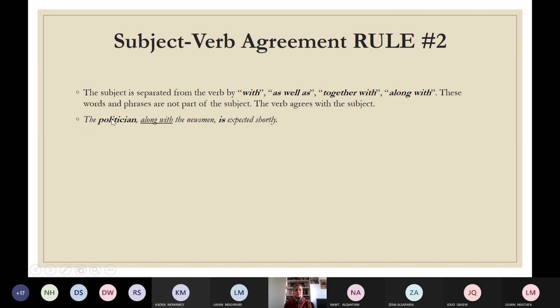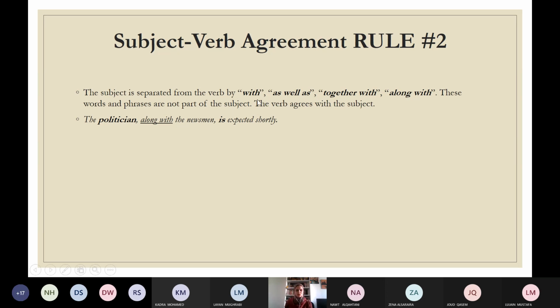For example, the politician is singular, along with the newsman. Teacher, here we have politician and newsman together, so it's a plural? No. Here, along with, as well as, with, together with, these are considered to be nothing. The verb agrees with the subject. The politician, along with the newsman, is for politician. What if I said the newsman along with the politician? It will be are. And this is important because later we will say a similar rule.